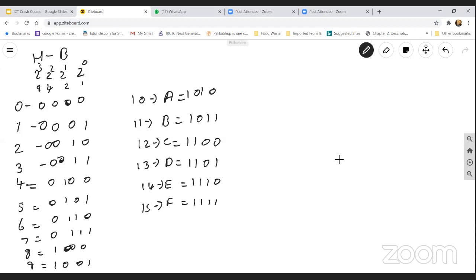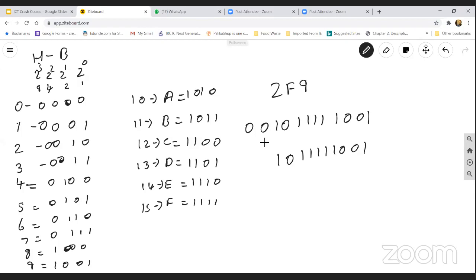In the same way, if you want to convert any hexadecimal number, take 2F9. What is the value of 2? 0, 0, 1, 0. What is the value of F? 1, 1, 1, 1. What is the value of 9? 1, 0, 0, 1. We have to write 1, 0, 1, 1, 1, 1, 1, 0, 0, 1, because you need not write the 2 zeros every time. Okay, this will be a right answer.